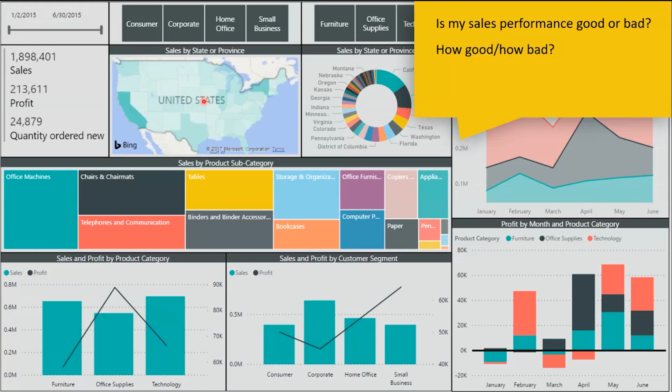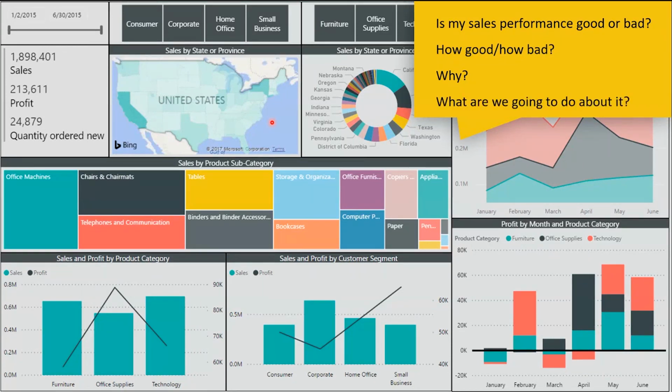Also, this dashboard does not answer this question, right? Next question then that every user has: why? If we are like 10% below the plan, why? What are the data categories that contributed to this negative variance, and so on? Which again, I don't really get an answer here.